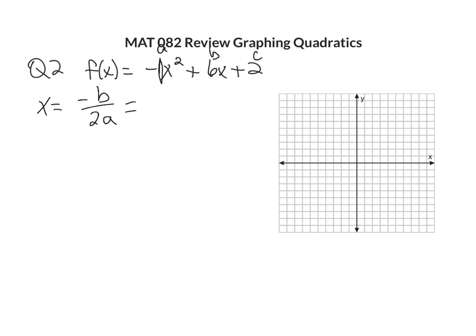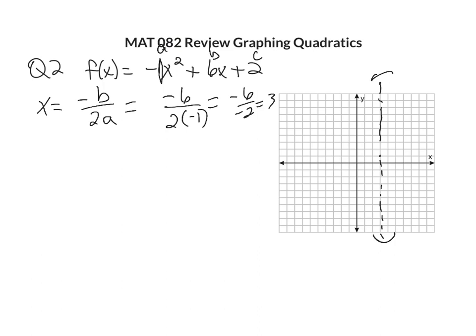Plugging in negative b, well, b is 6, so that's going to be negative 6 over 2 times a, and a is negative 1. It's negative 6 over negative 2 ends up being a positive 3. So at x equals 3, we're going to have our axis of symmetry.